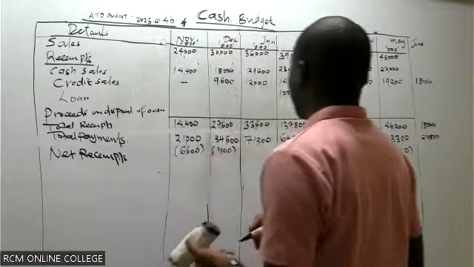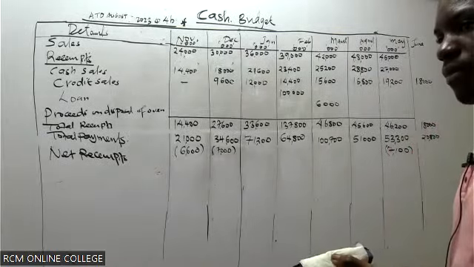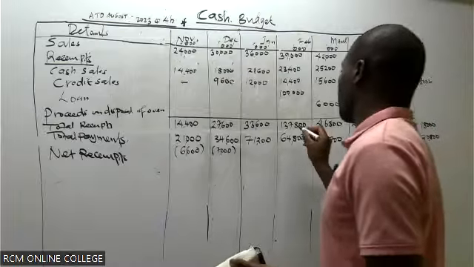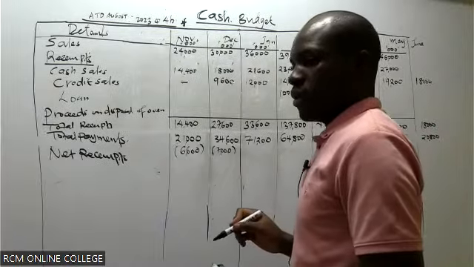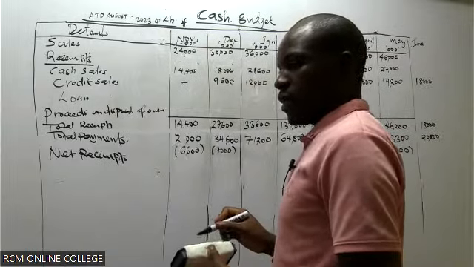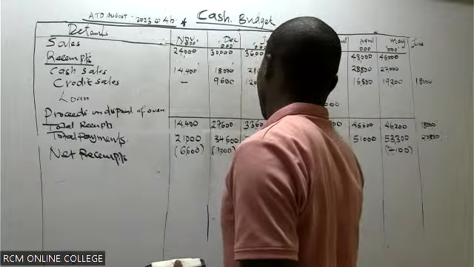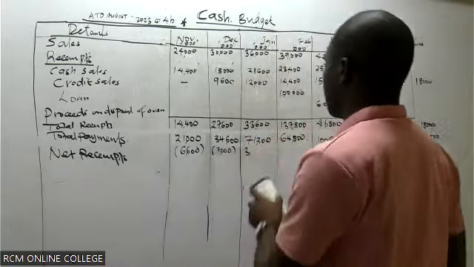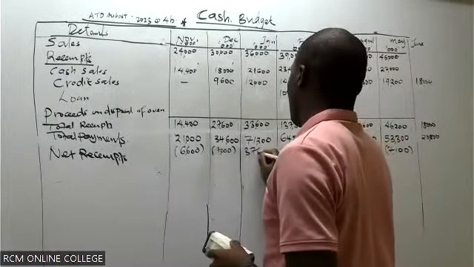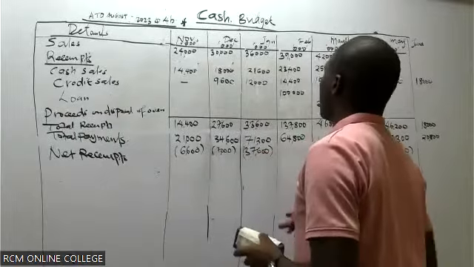How about December? Is it 7,000? December is 7,000, but negative, is it? They spent more than. How about January? January is negative. What figure? 37,600. 37,600, really? Oh, yeah. Na ni negative.